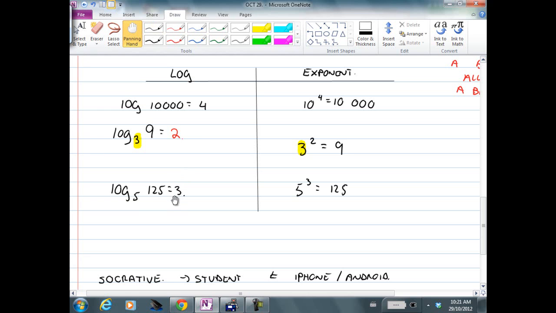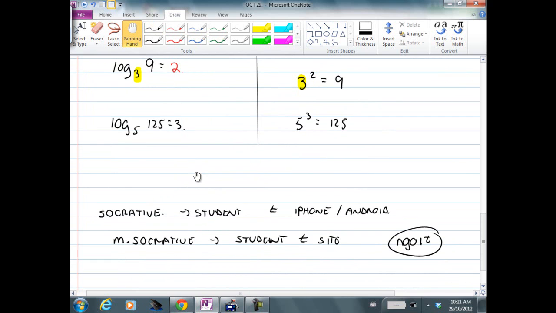You won't be able to use your calculator. Calculator only works with base 10. I'm going to show you how. This is logic. If you're stuck in log form, write it in exponential form. We're going to try this.